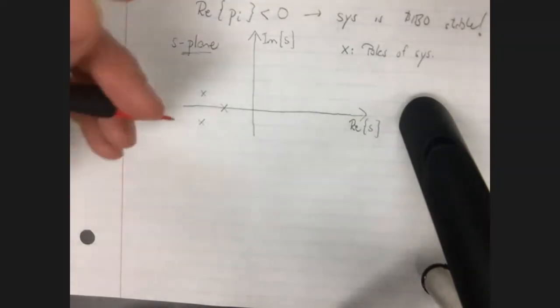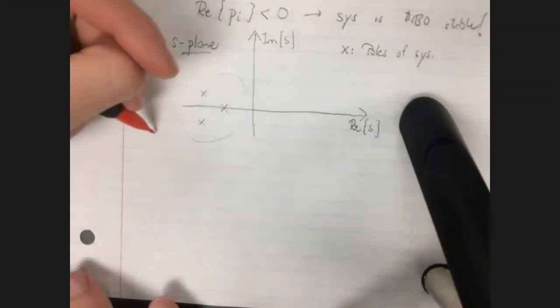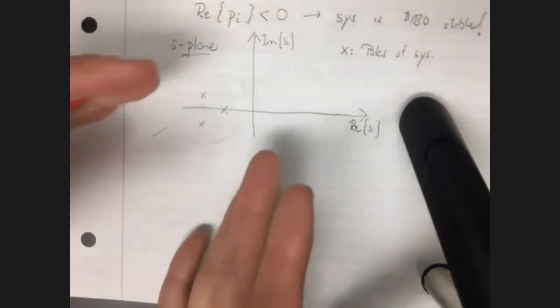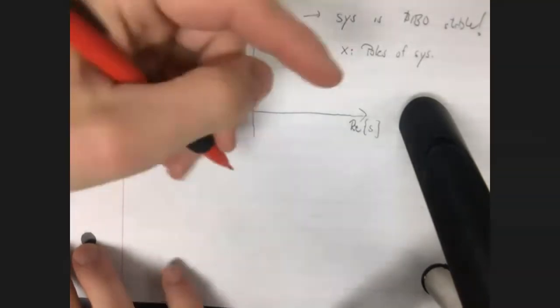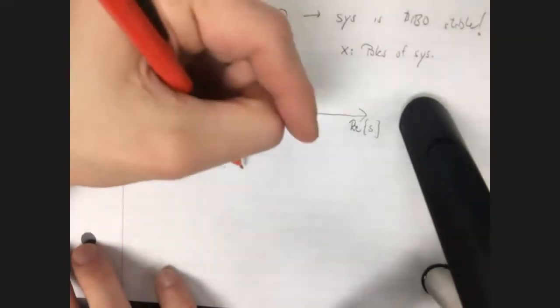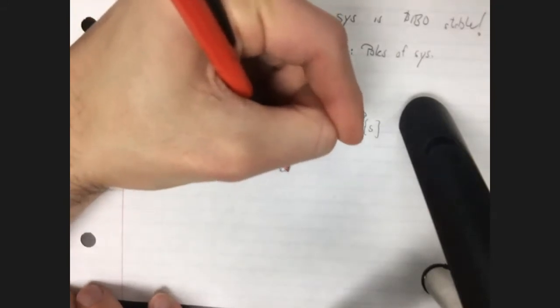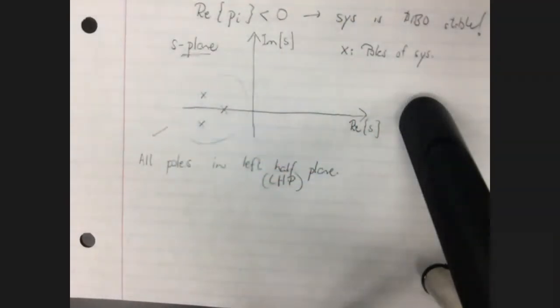So for a system like this, as long as everything's on the left, we're in good shape regarding stability. Another way to visualize it graphically is: all poles are in the left half plane, or LHP. So all poles in left half plane.